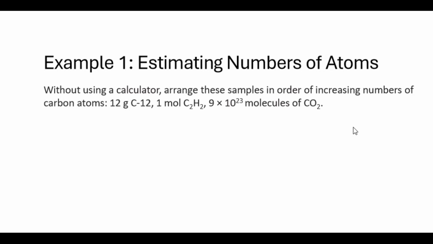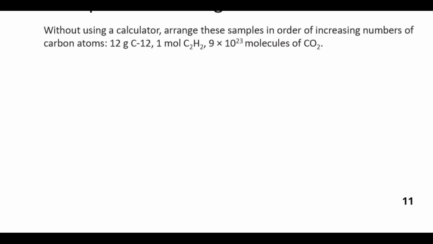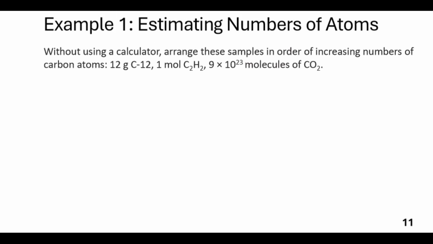You want to estimate the number of atoms in a substance, whether it is a molecule or a non-molecular compound. Wherever, you want to see how we do the calculation. So we have three substances here. The question says, without using a calculator, arrange these samples in order of increasing numbers of carbon atoms.